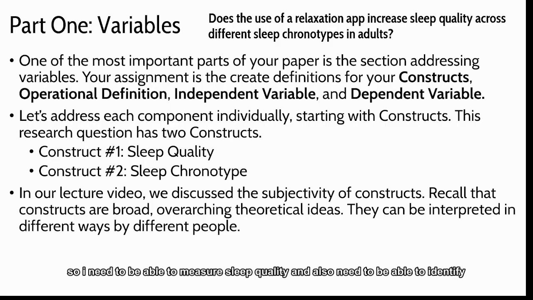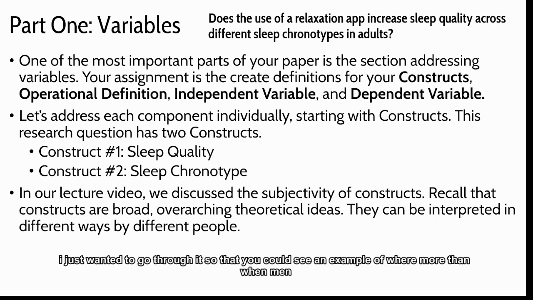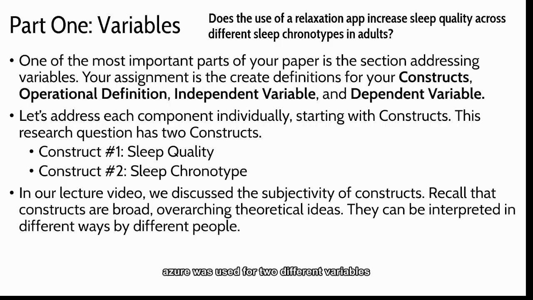So I need to be able to measure sleep quality, and I also need to be able to identify the chronotype of my participants. This is a little bit different, but I just wanted to go through it so that you could see an example of where more than one measure was used for two different variables.